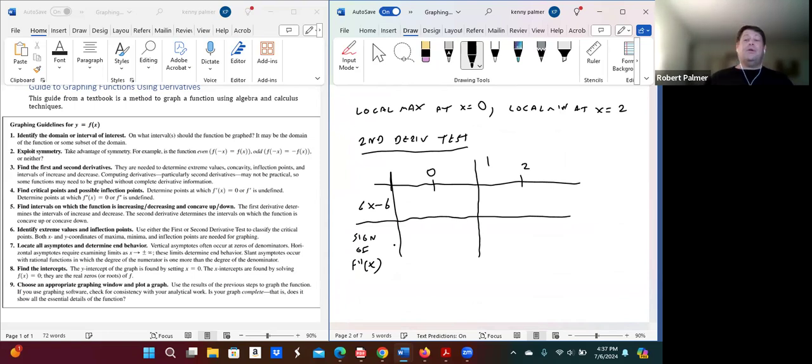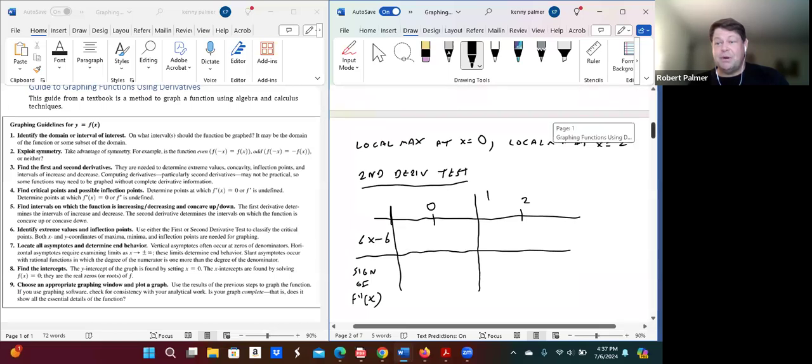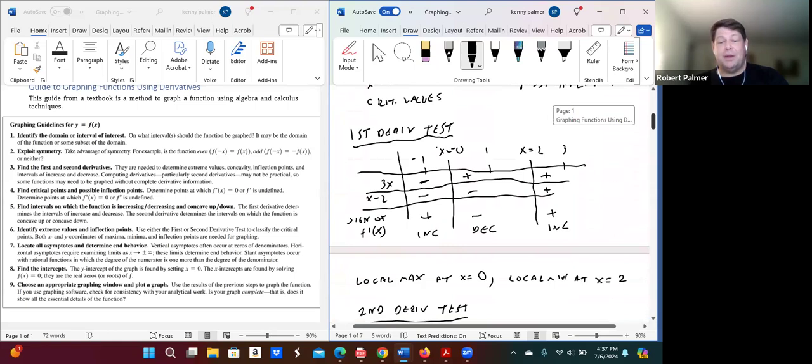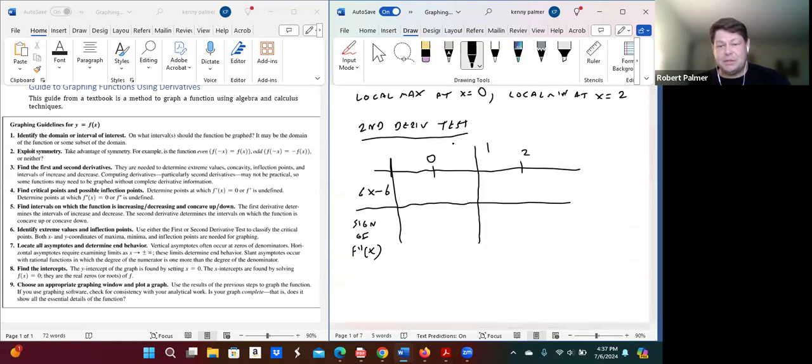Now, ordinarily, we also would plug in our critical values, which actually are also these values. We could plug in our critical values to tell us whether they are local maximums or minimums. We know that anyway. But let's plug these in. If I plug in a 0 here, that's going to become 0 minus 6, which is negative. I plug in 2 here, that's going to make it 12 minus 6, which is positive. So the sign of f double prime is negative here and positive here.